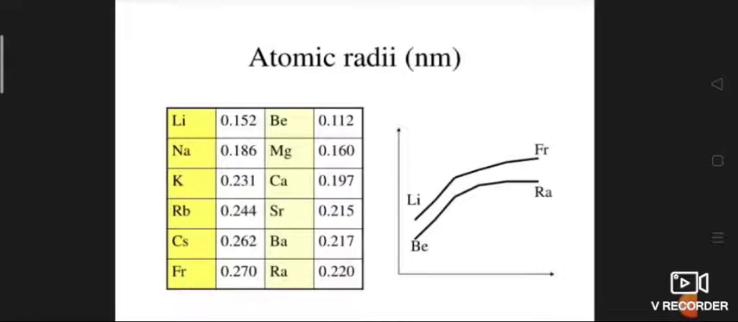So look at the ionic radii of lithium. The graph shows that it is less, and francium is more. So beryllium is less than lithium. We know that because in a period, when you move from left to right, the size of the atom decreases. So beryllium is lesser in size than lithium.